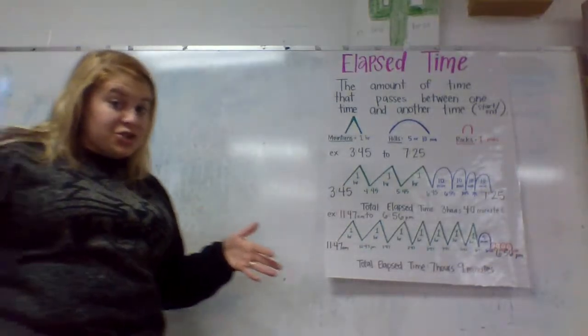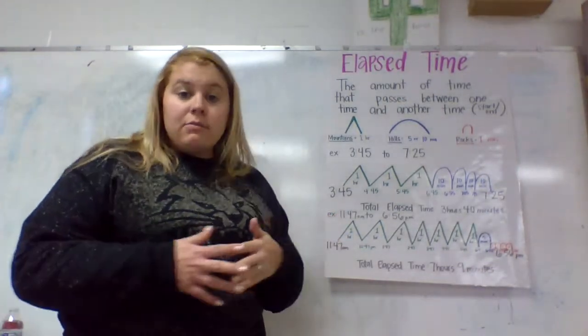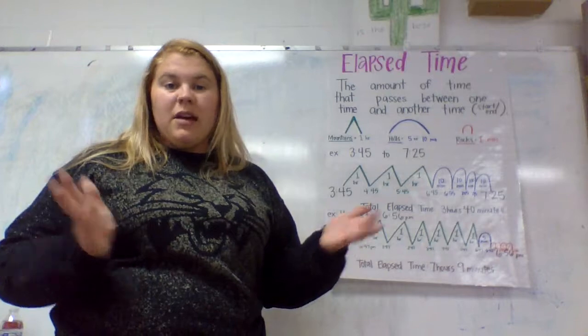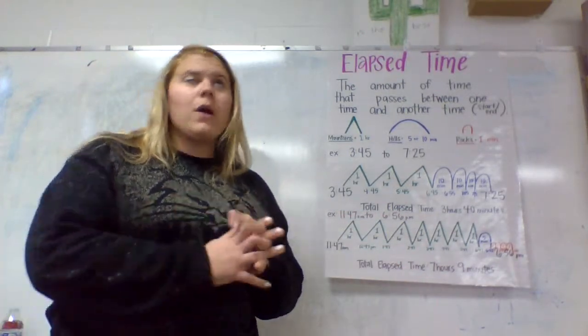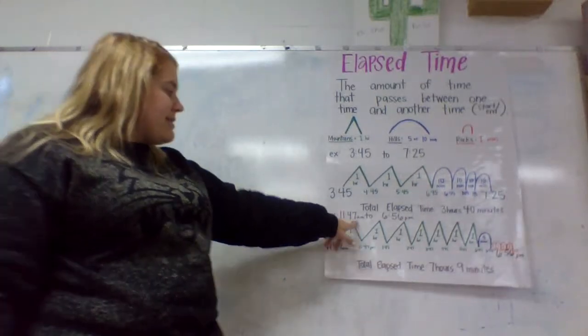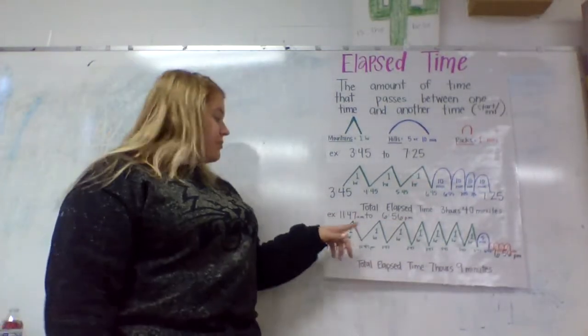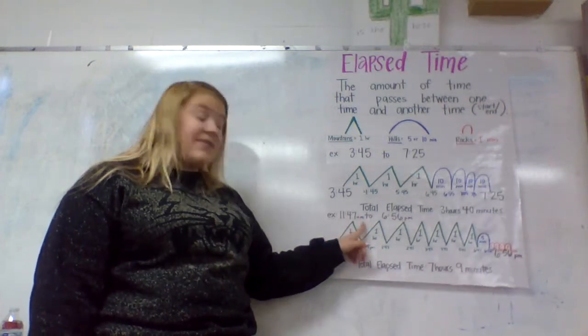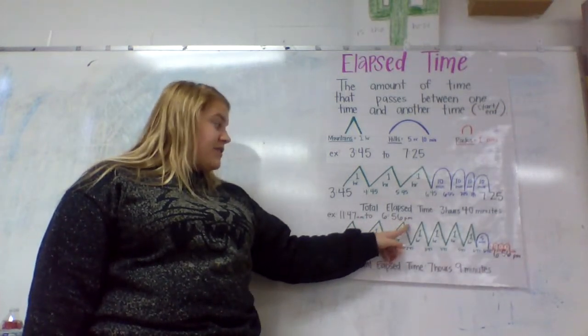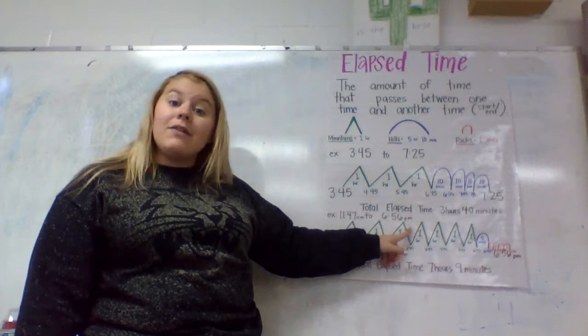Now sometimes it gets tricky because we have 24 hours in a day, but unless you're going on military time, we start over every 12 hours. So sometimes you're going to see the AM and the PM. This says from 11:47 AM, 11:47 in the morning, to 6:56 PM or 6:56 in the evening.